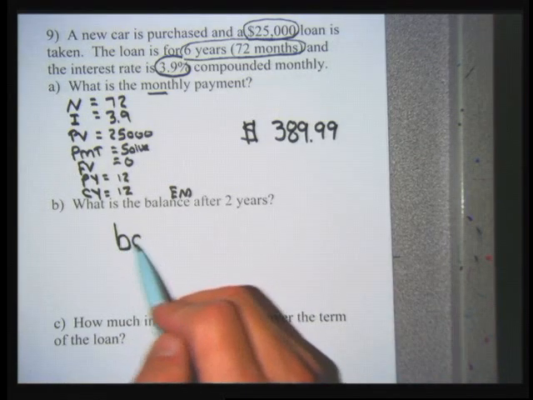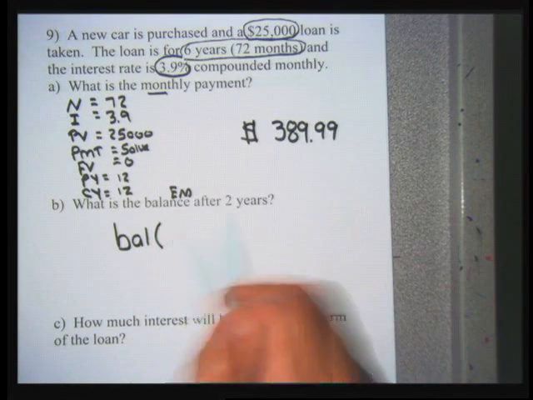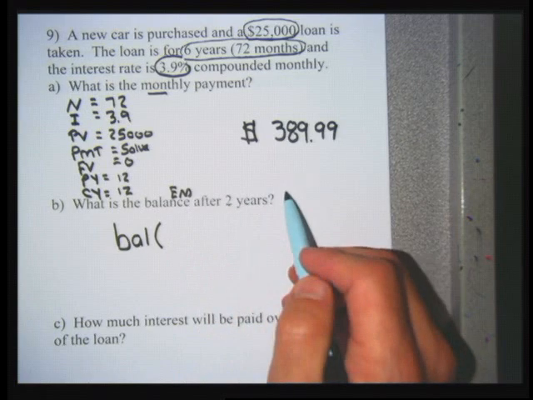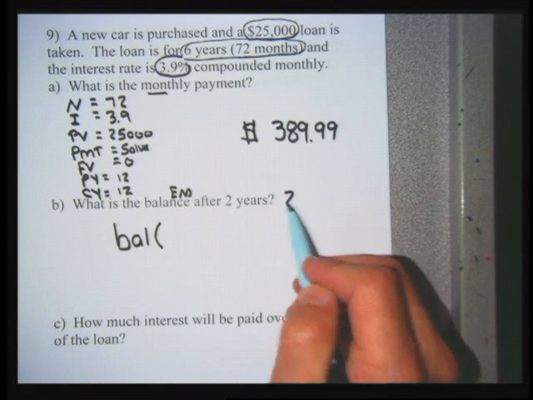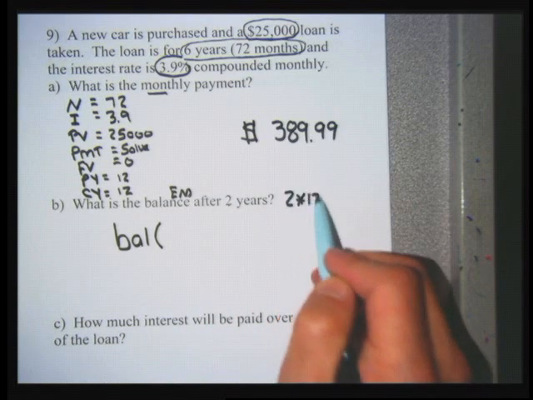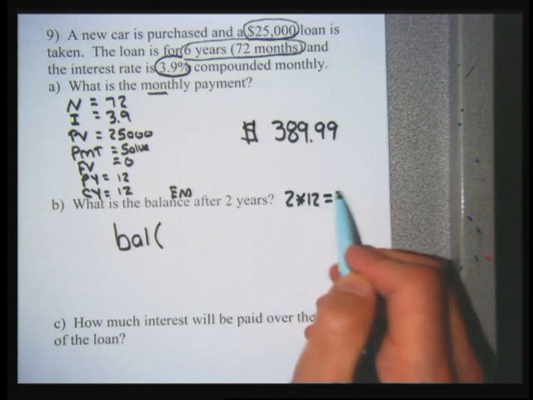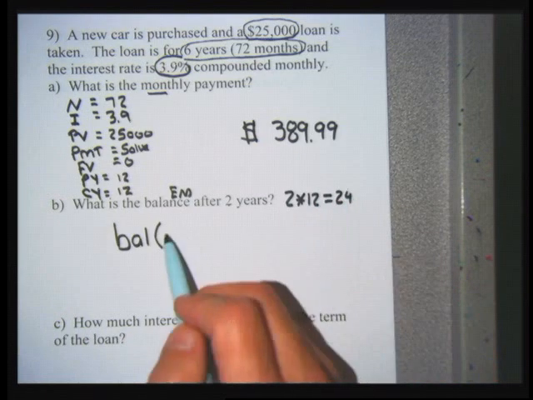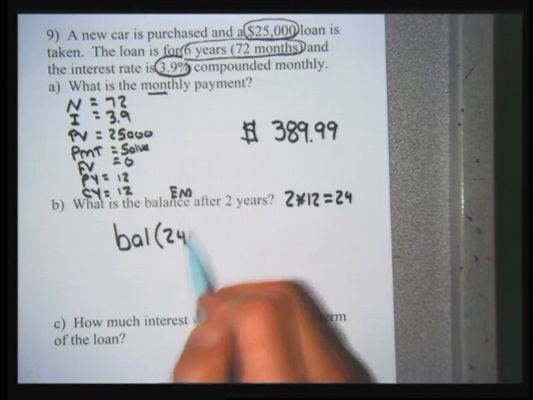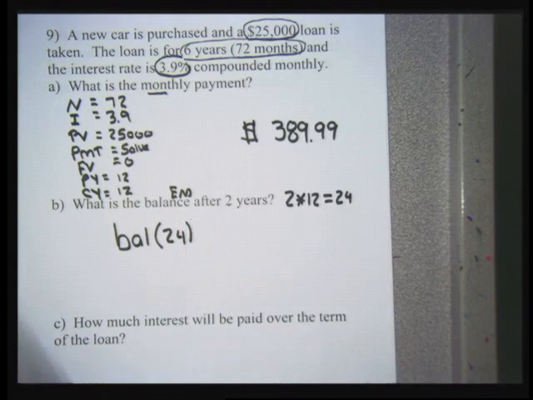Part B and Part C I need to get out of the main screen. Part B, I'm going to do balance, and I'm not going to do 2. I need to change 2 years to months, and I'm going to do 2 times 12. 2 years at 12 months per year is going to be the balance after 24 months. I'm going to do balance 24 on my calculator.